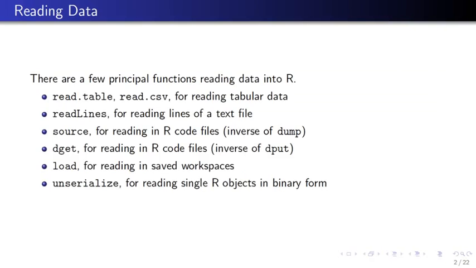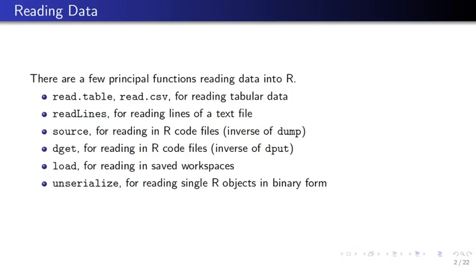The first two are read.table and read.csv. These are for reading tabular data, and they're probably two of the most commonly used functions for reading data into R. These functions read text files that contain data stored in a rows and columns format and return a data frame in R. The readLines function is for reading lines of a text file. This can read any type of file really. It just gives you the text as a character vector in R.